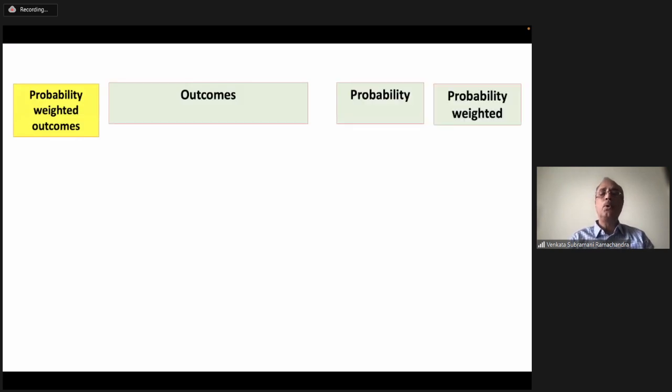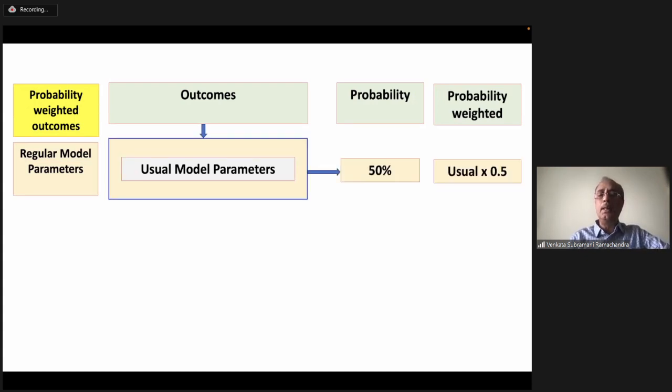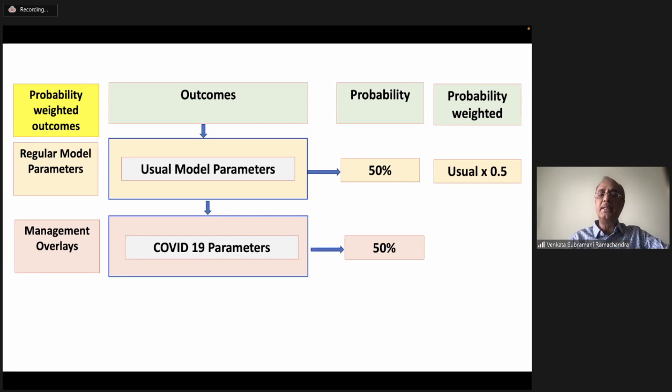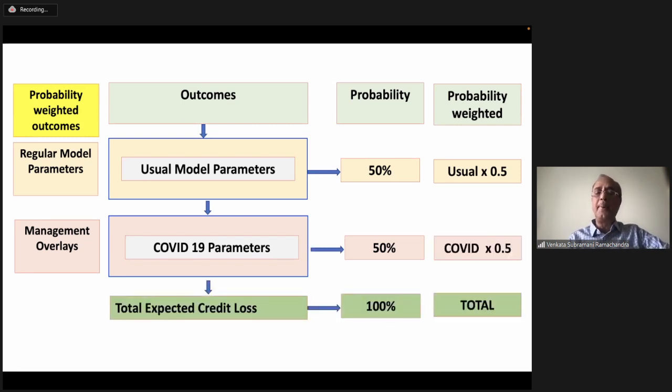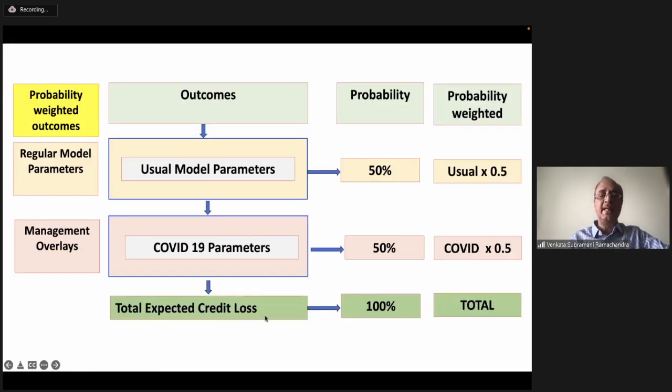Now, we already have the model scenario output. So what you do, you call this an outcome and apply the regular model parameters to get the model ECL, then apply management overlays to get the COVID-19 parameters and COVID-19 ECL, then apply probably equal percentage or equal weight to these two to arrive at what is called the total expected credit loss.